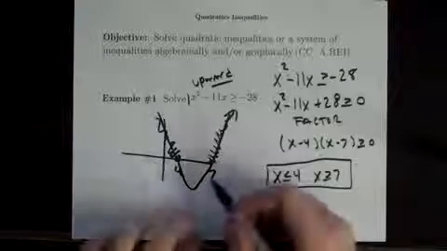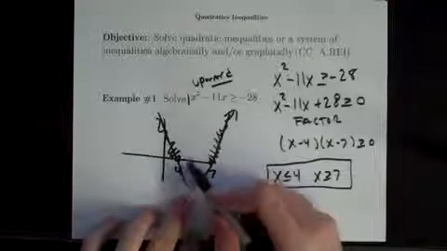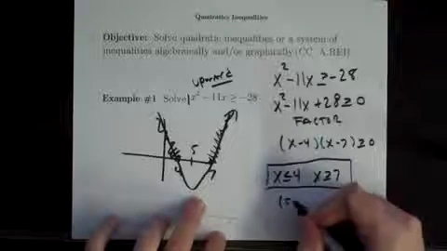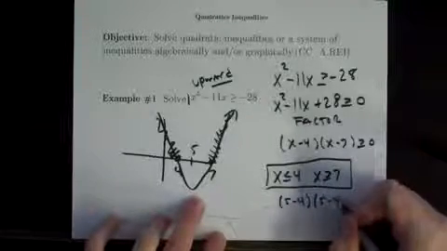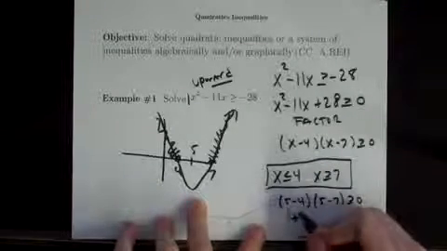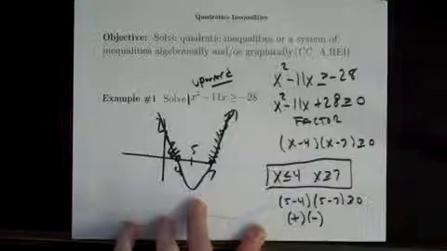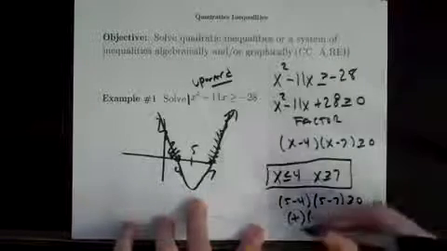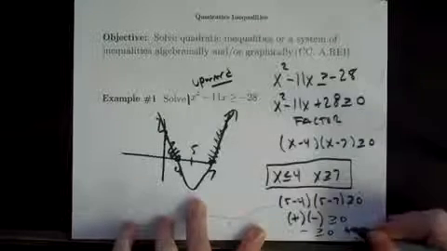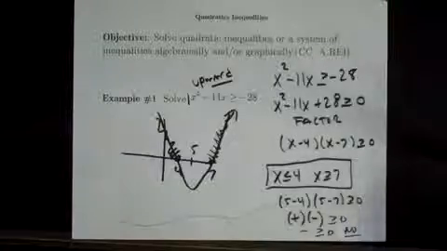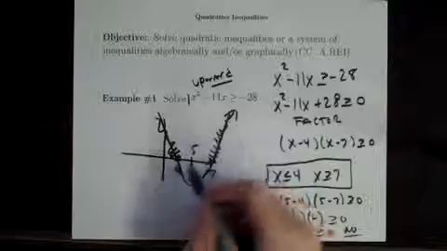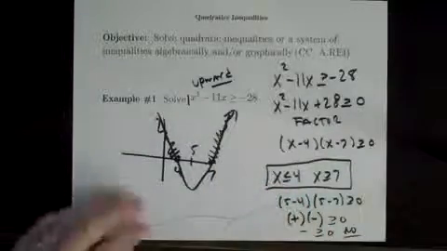If you wanted to do a test point, you could say plug in 5. Okay? If I plug in 5, is that greater than or equal to 0? Well, 5 minus 4 is positive. 5 minus 7 is negative. A positive times a negative is negative. Is a negative greater than or equal to 0? No. So you know you've done it right. You could test any point to the right of 7, any point to the left of 4. You'll get true statements.